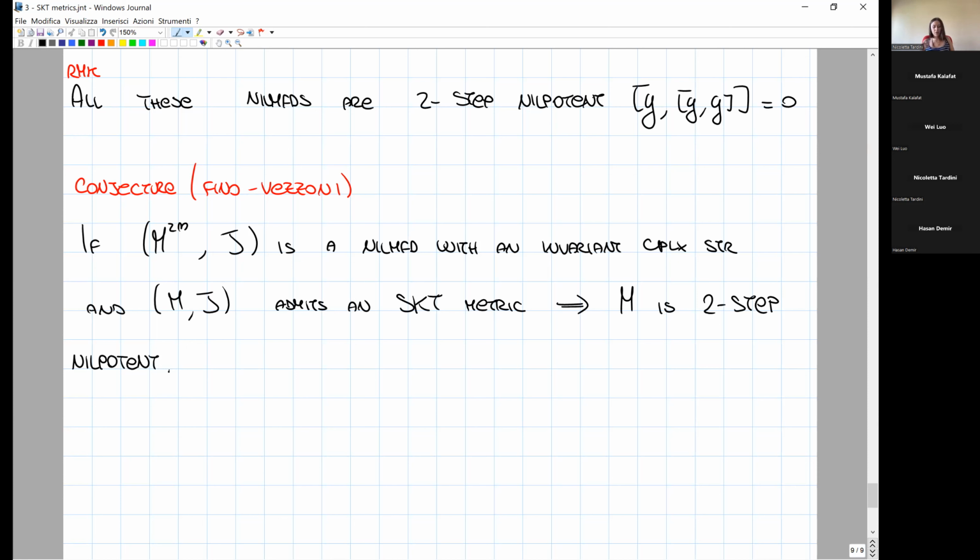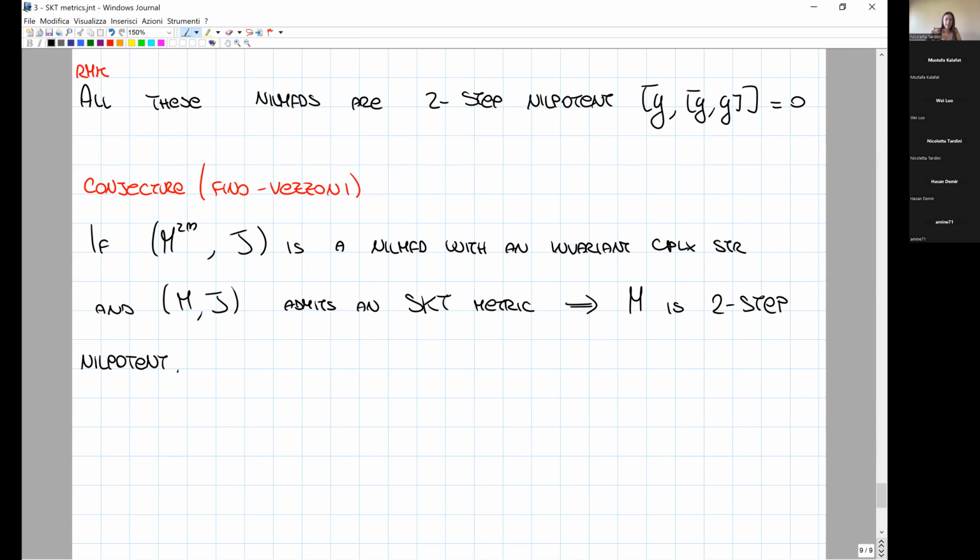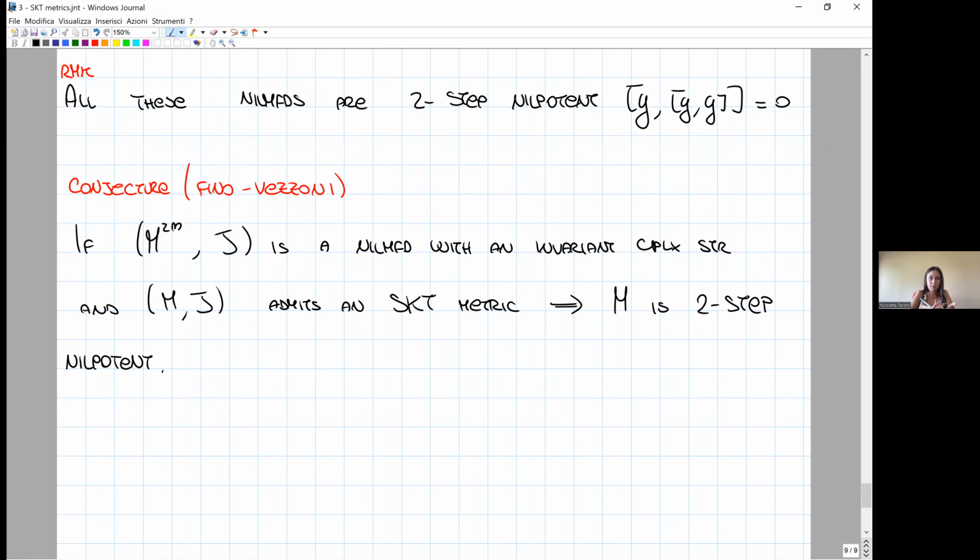So it was conjectured that the presence of an SKT metric on a nil manifold would force the nilpotency step to be 2. So it's not like the result for Kähler metrics on nil manifolds that forces the nil manifold to be a torus. It's not as strong, of course, but still the presence of a special metric gives a restriction on the nil manifold. And in fact, this result is true, and it's now a theorem.